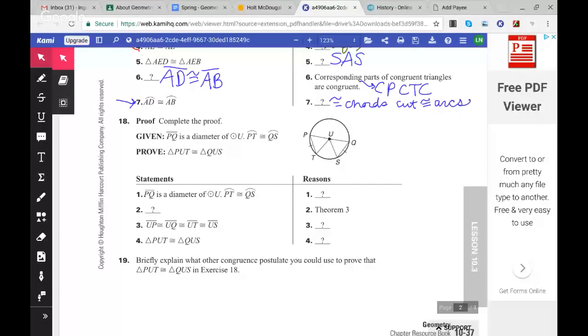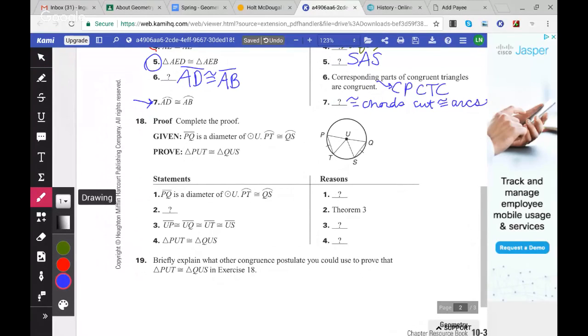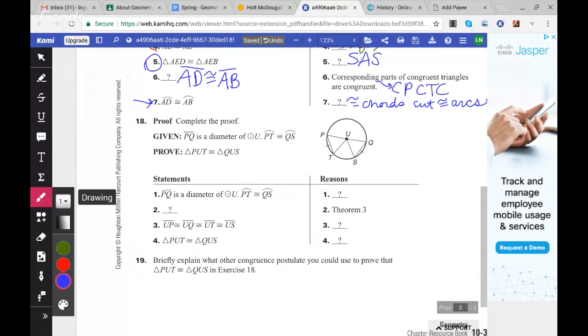All right, in order to do that, like in number 17, we had step 5. Oh, I need my pen, sorry. We had step 5 that showed that two triangles were congruent. You have to have a step like that before you use CPCTC. Oh, okay. But look at those four pieces: UP, UQ, UT, and US. All four of those pieces are what in this circle?